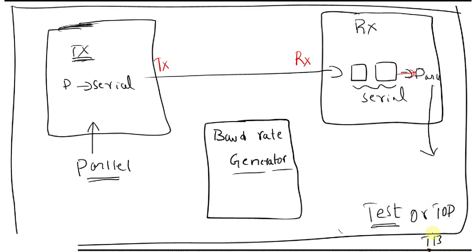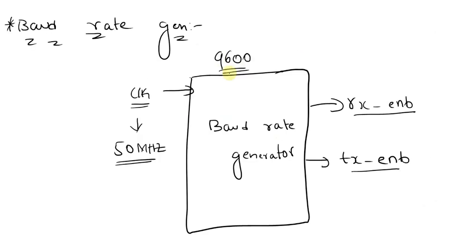There is a baud rate generator also. So we need to write the code for the transmitter, the receiver, as well as the baud rate generator. First we'll see the baud rate generator.